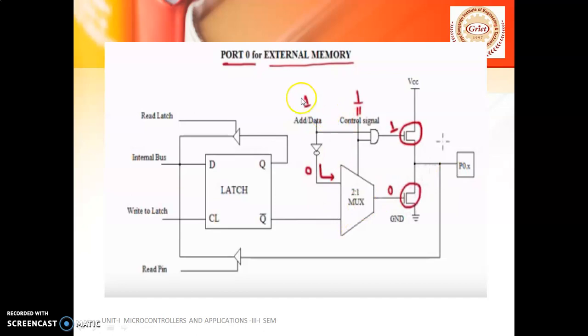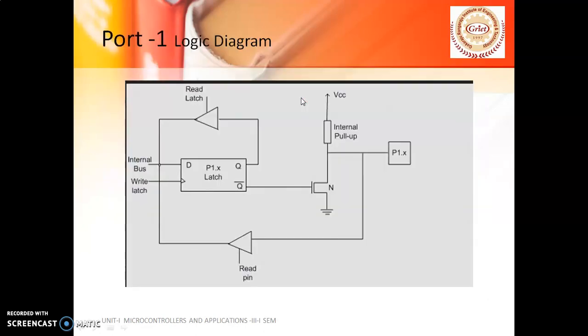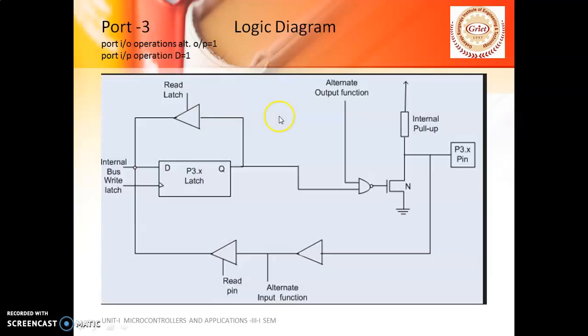Likewise, we can talk about each and every port functionality here. Coming to port 1 now, it can support only the IO function. So if you see here P1.x, again x stands from 0 to 7, that is P1.0 to P1.7. We have the same thing: a D latch, a read latch, a read pin, one field effect transistor, and a pull-up resistor connected to VCC. So whatever we have seen for port 0, you can say the same for port 1, which supports input operations as well as output operations.